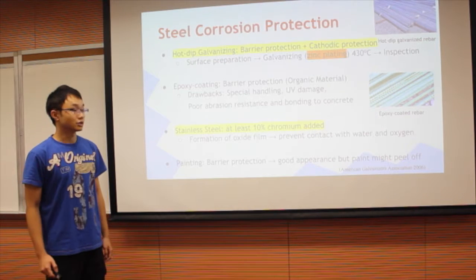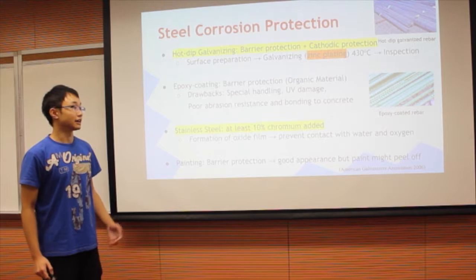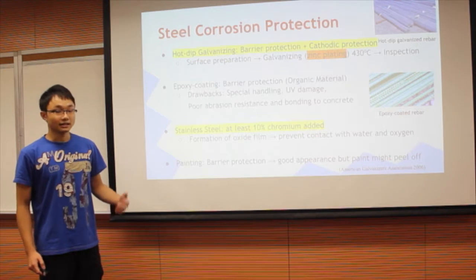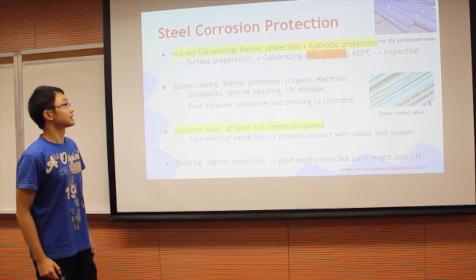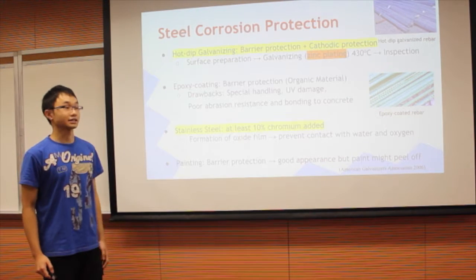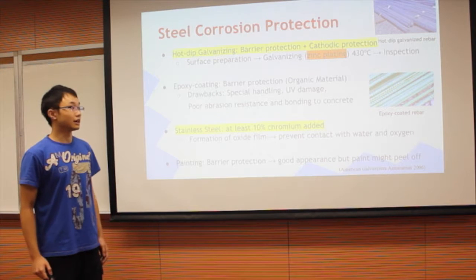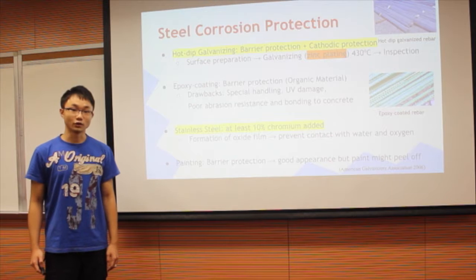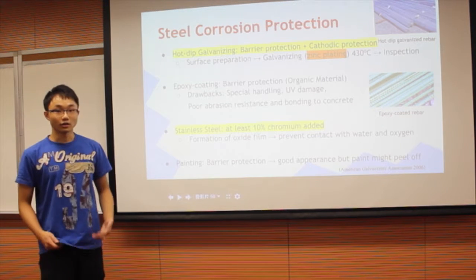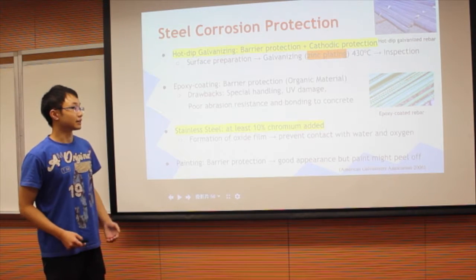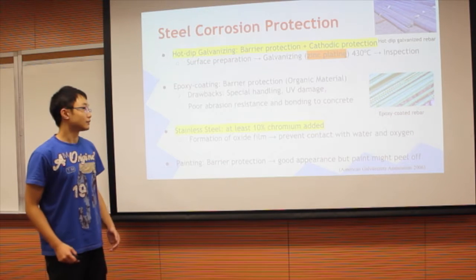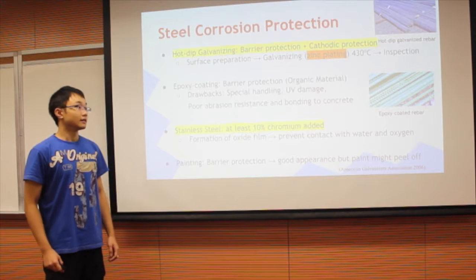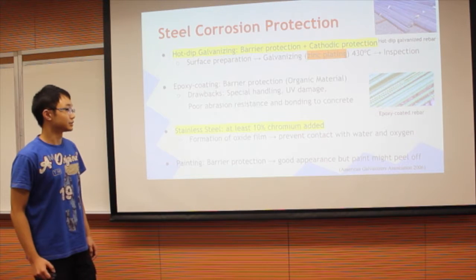It's a barrier protection because epoxy is a plastic organic material, and it is not as good as hot dip galvanizing because it has some drawbacks, such as it requires special handling to put on the coating, and also the coating is prone to UV damage. Also, after adding coating, the reinforcement bar would have poor abrasion resistance and bonding to concrete. Hence, hot dip galvanizing would be a better choice.